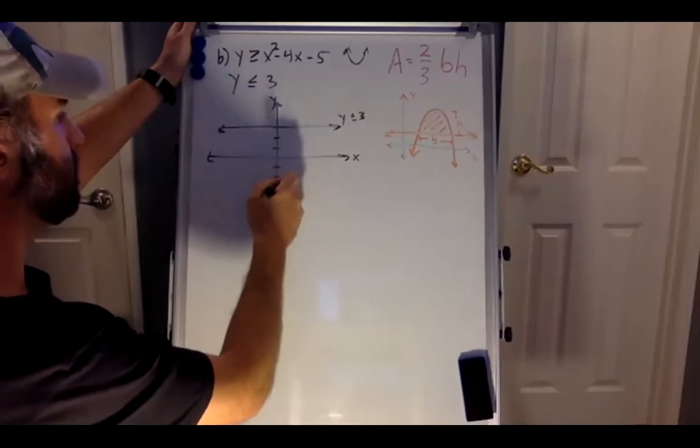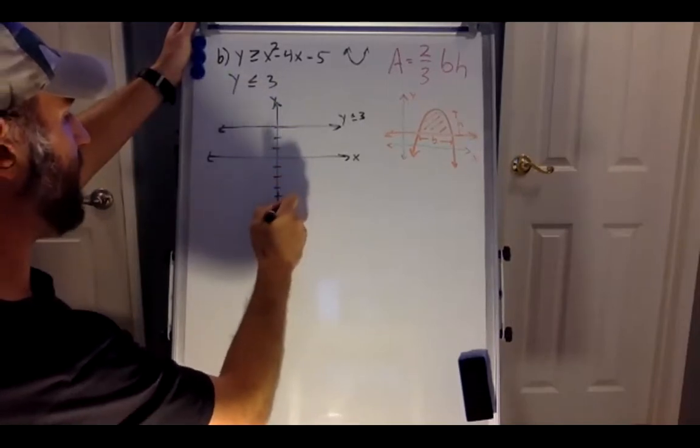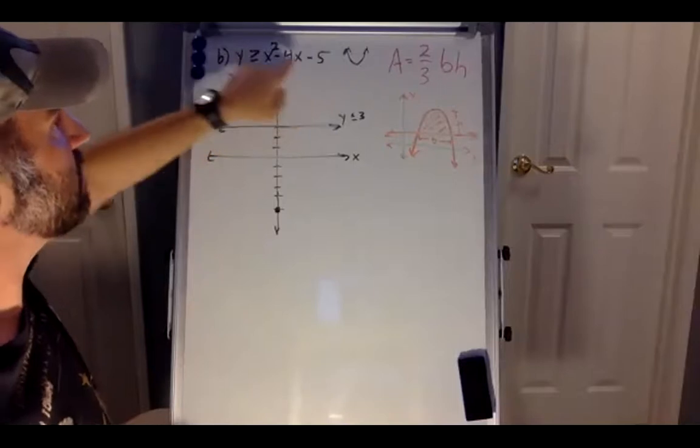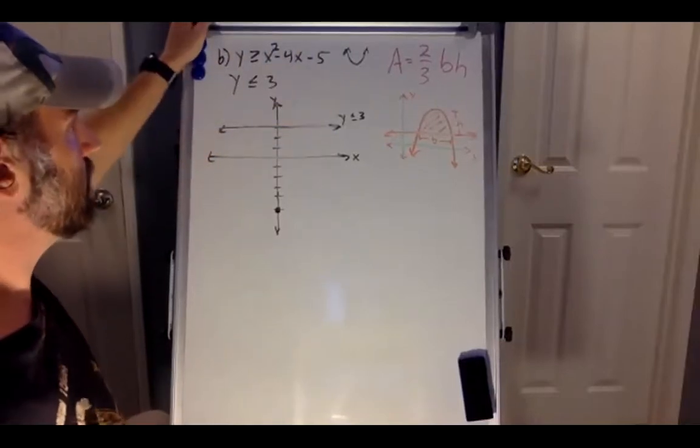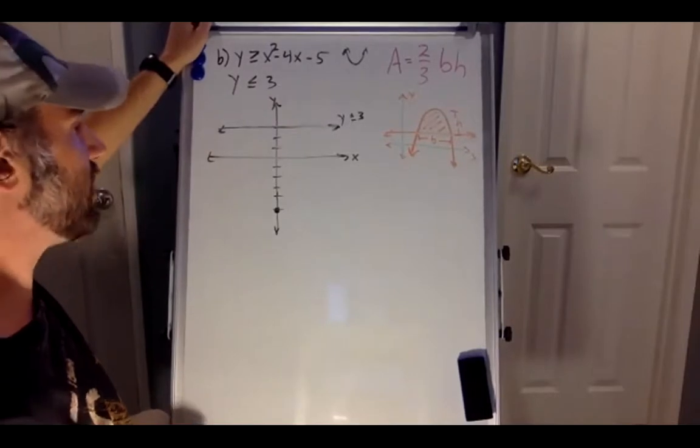1, 2, 3, 4, 5. -5 is my y-intercept because of that. When x is 0, these are gone, and you're just left with -5. Okay. How about the vertex?